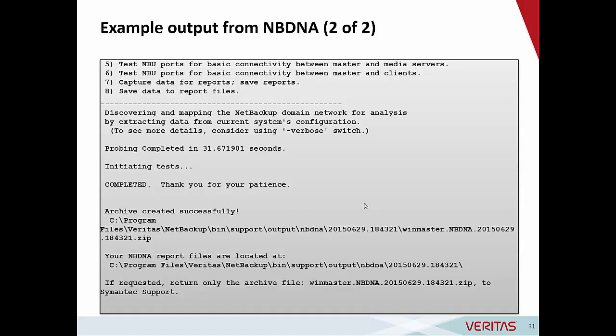And so as NBDNA runs, it's testing name resolution to all media servers and clients. It's testing basic connectivity between master servers and media servers, and between master servers and clients. It's discovering and mapping the domain network, and then it's saving all of that information in an output file, which it specifies here, and I can then provide that archive to support for analysis, or maybe I want to get in there myself and take a look at what NBDNA found as part of my own troubleshooting.